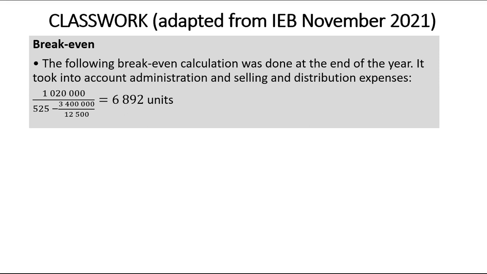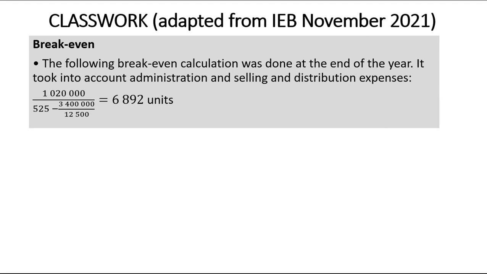It says the following break-even calculation was done at the end of the year. It took into account administration and selling and distribution expenses. As I told you, administration and factory overheads, those are fixed. Selling and distribution and prime costs, those are variable. So they were also taken into account here. Now, what is that 1,020,000? That is your fixed cost. Brilliant. And then what is that 525?